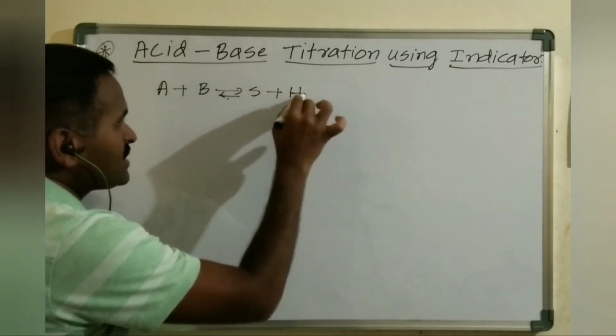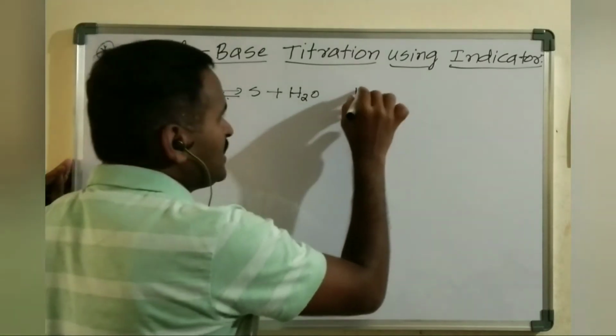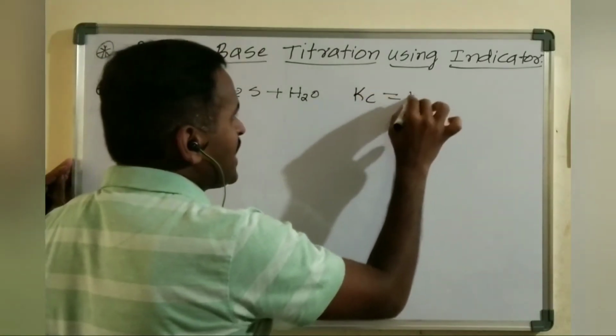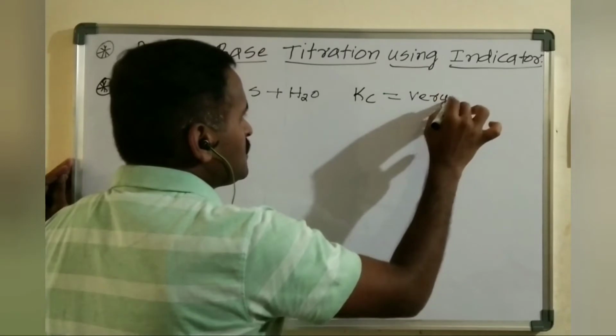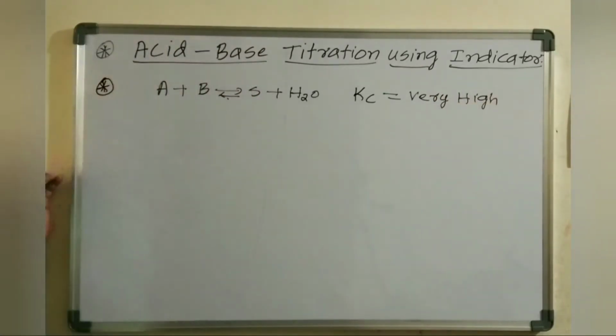This kind of reaction is very fast, and its equilibrium constant Kc values are very high. So here we have acid-base titration using the indicator.